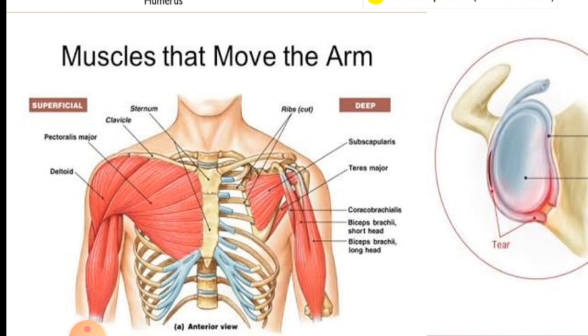So till now we have talked about two movements. We have talked about the extension, and for the extension we studied that the latissimus dorsi and the teres major muscle, these two muscles, are involved. And for the flexion we talked about the coracobrachialis muscle and the pectoralis major muscle. These two muscles are involved for the flexion at the shoulder joint.